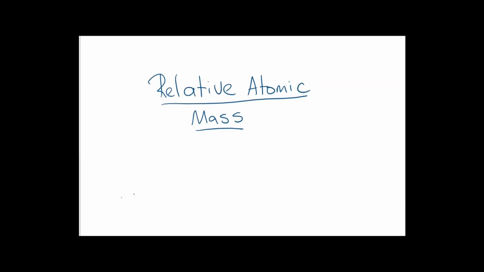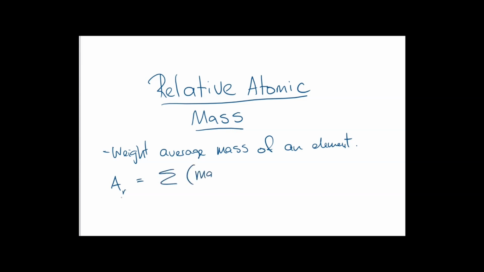Relative atomic mass is a topic that really throws a lot of students. It's really the weighted average mass of an element on Earth. And we work it out, so the mass of that is going to be the sum of the mass of an isotope times the relative abundance. In other words, how much of it is there in nature. And we now have enough to work out the relative atomic mass of carbon.